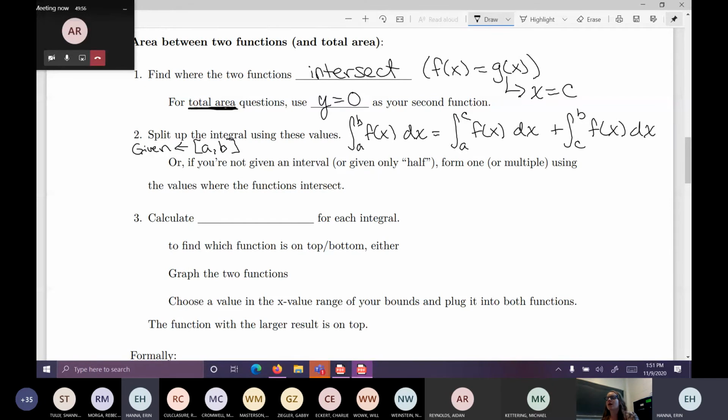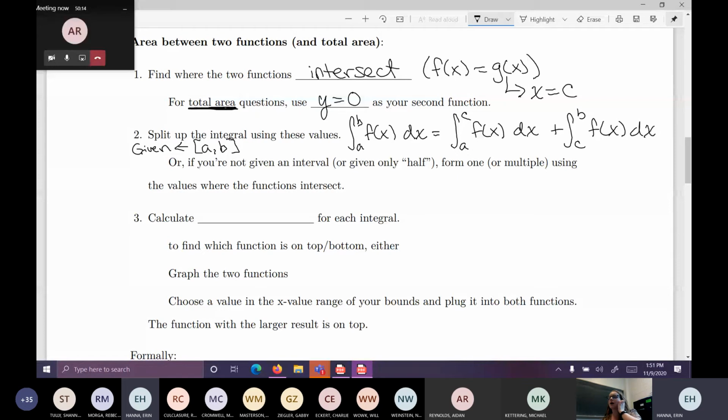The reason we have to do that is because we need to make sure that any area that's, say, below the x-axis actually gets counted as positive. Because remember, at this point, what we're actually trying to do is find the total amount of stuff. So I don't care if it's below the x-axis, I want to figure out how much stuff is there.